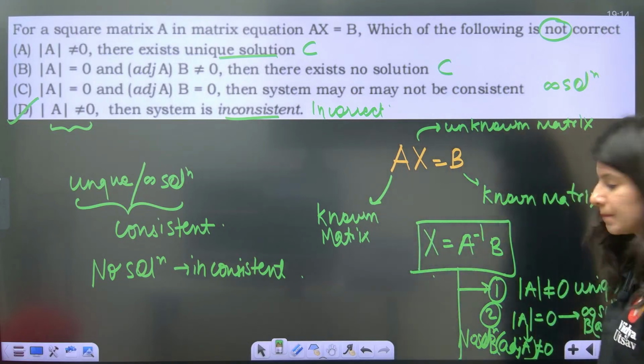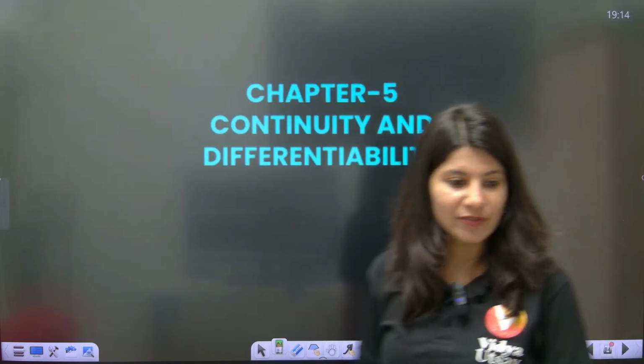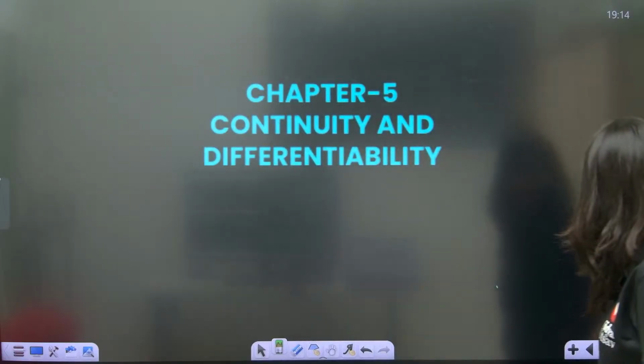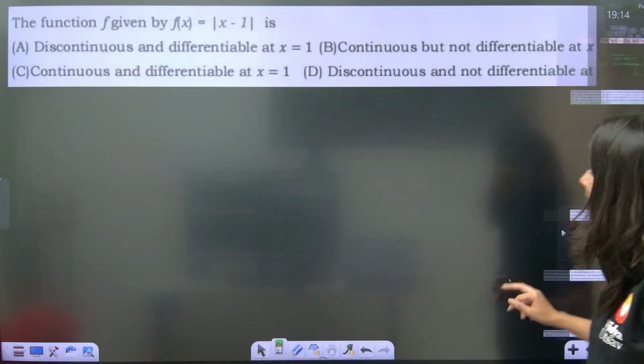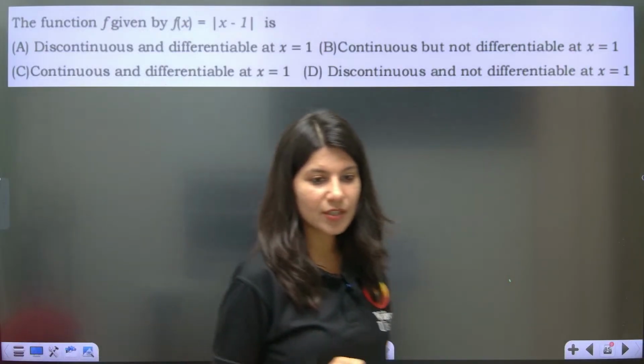Okay. All right. Chapter 5, my dear students. Continuity and differentiability. One by one, quickly, we are going to kill it, nail this particular chapter. So, here we go.